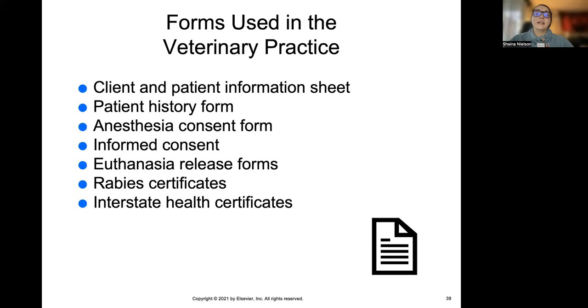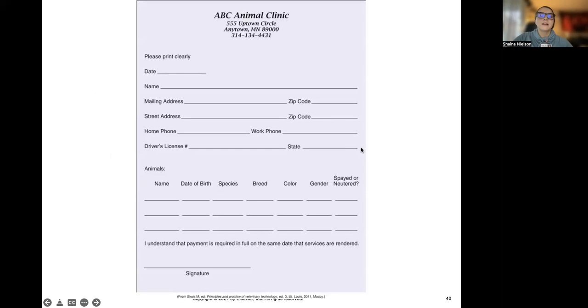If they are going under any anesthesia for a surgical procedure, they do have to fill out a consent form, and that involves informed consent as well. When we do euthanasias, they have to sign off on the euthanasia release form before we perform the euthanasia. Rabies certificate, whenever they get the rabies vaccine, they'll get their tag and their certificate, and those health certificates as well. They will get them issued to them if they are traveling. So let's take a look at these forms here.